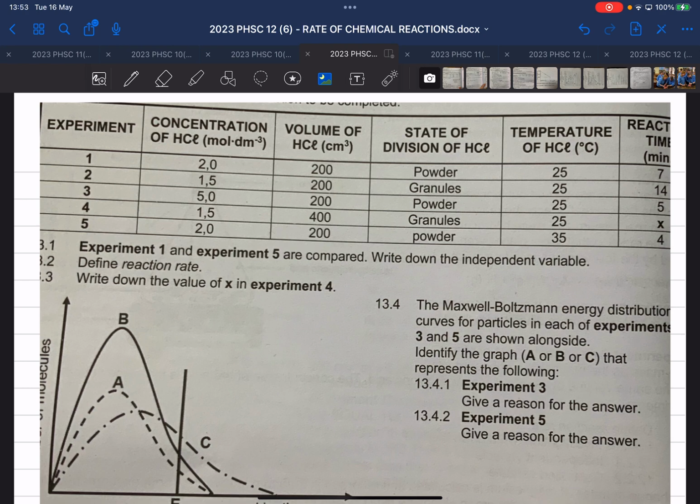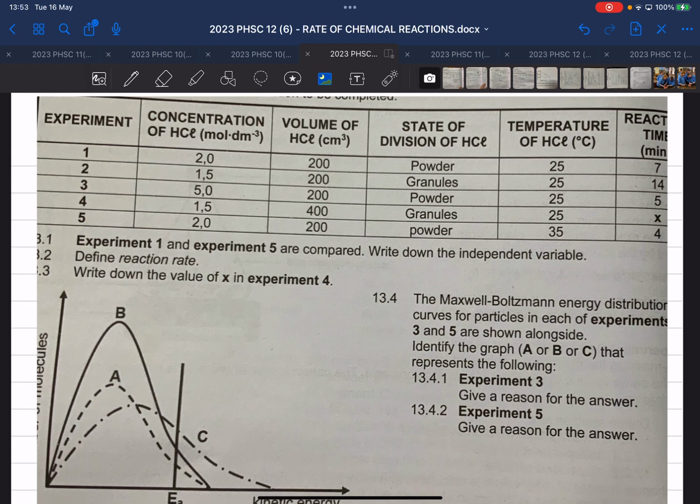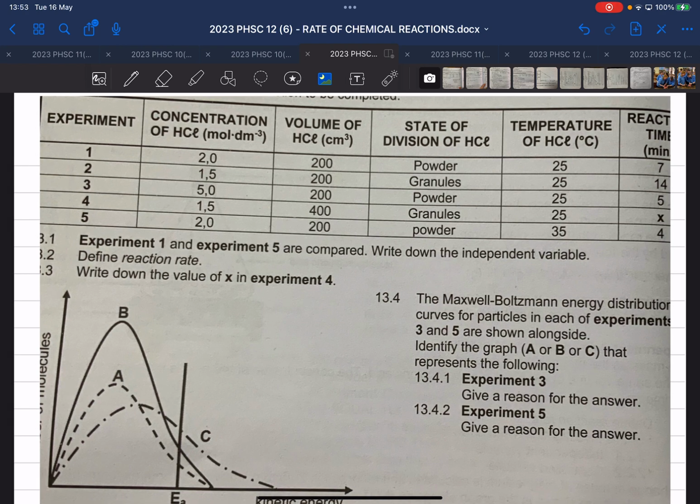Then the state of division, you can see powder, granules, powder, granules, powder. Which one will react faster? Powder. Then you see the temperature there, 25, 25, 25, except for the last one, which is 35. So that one will react faster. And then you see the reaction rate, 7, 14, 5, X, and 4.